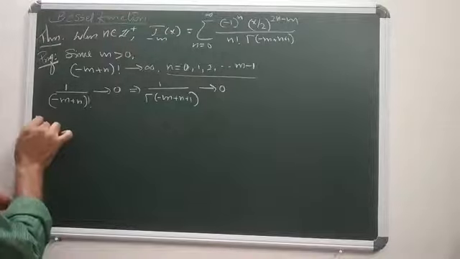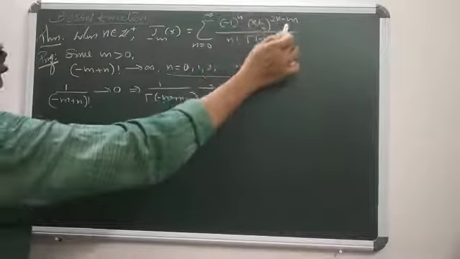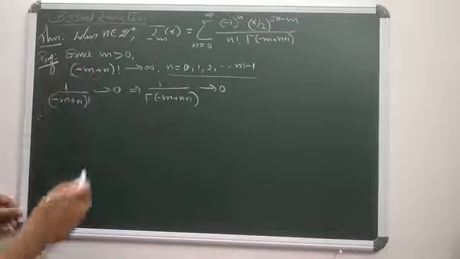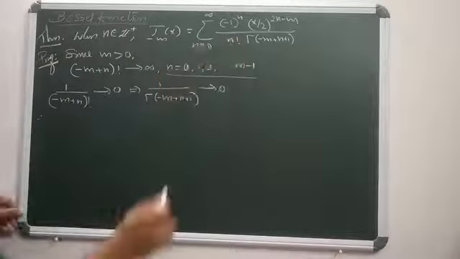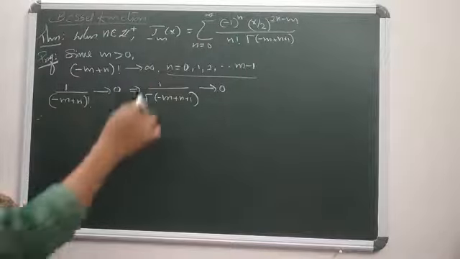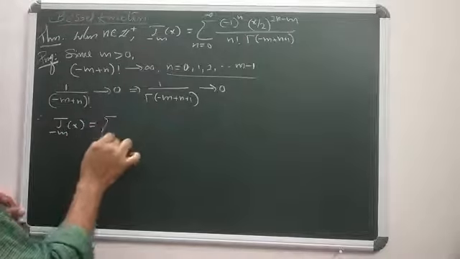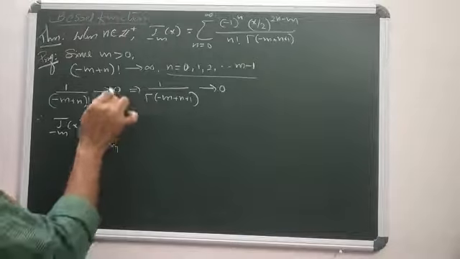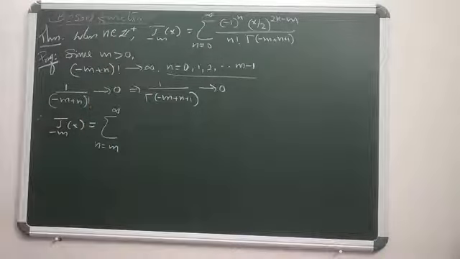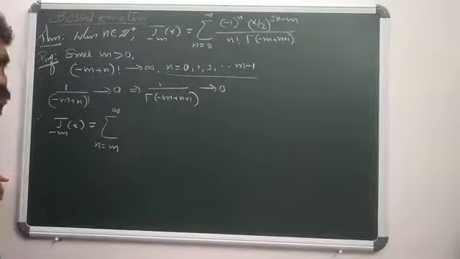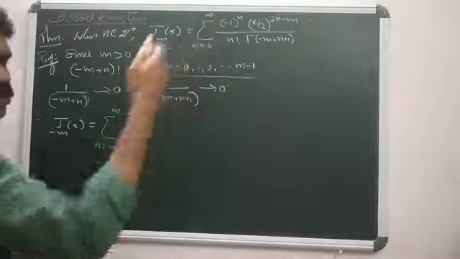Therefore, since this quantity goes to 0 when n ranges from 0 to m minus 1, the first m terms, 0 to m minus 1, vanish. So this can be rewritten as J minus m of x equals the sum n ranges from m to infinity. Why? Because when n varies from 0 to m minus 1, all of those terms are zeros, so they do not exist, because 1 by gamma of (-m+n+1) goes to 0.